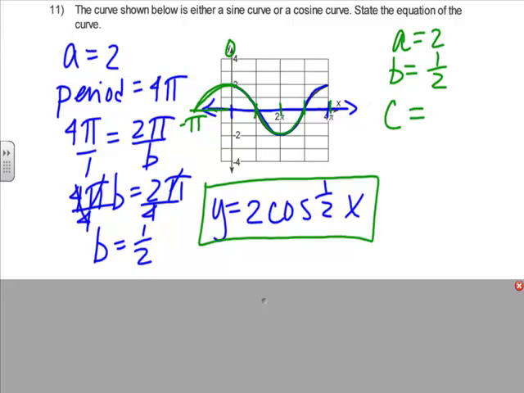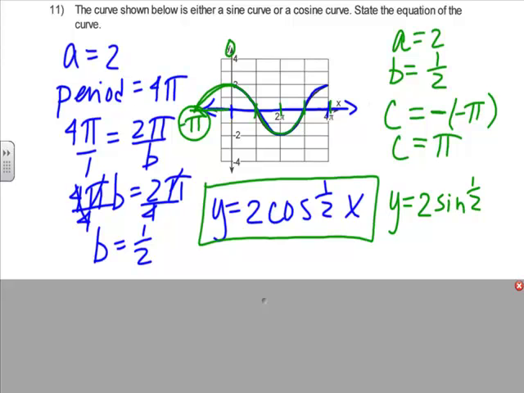But this time I have a phase shift. And so basically that phase shift is really just the opposite of whatever this starting point is, which in this case is negative pi. So c is equal to pi. So if I want to write this in terms of sine, I get 2 sine 1/2 x plus pi.